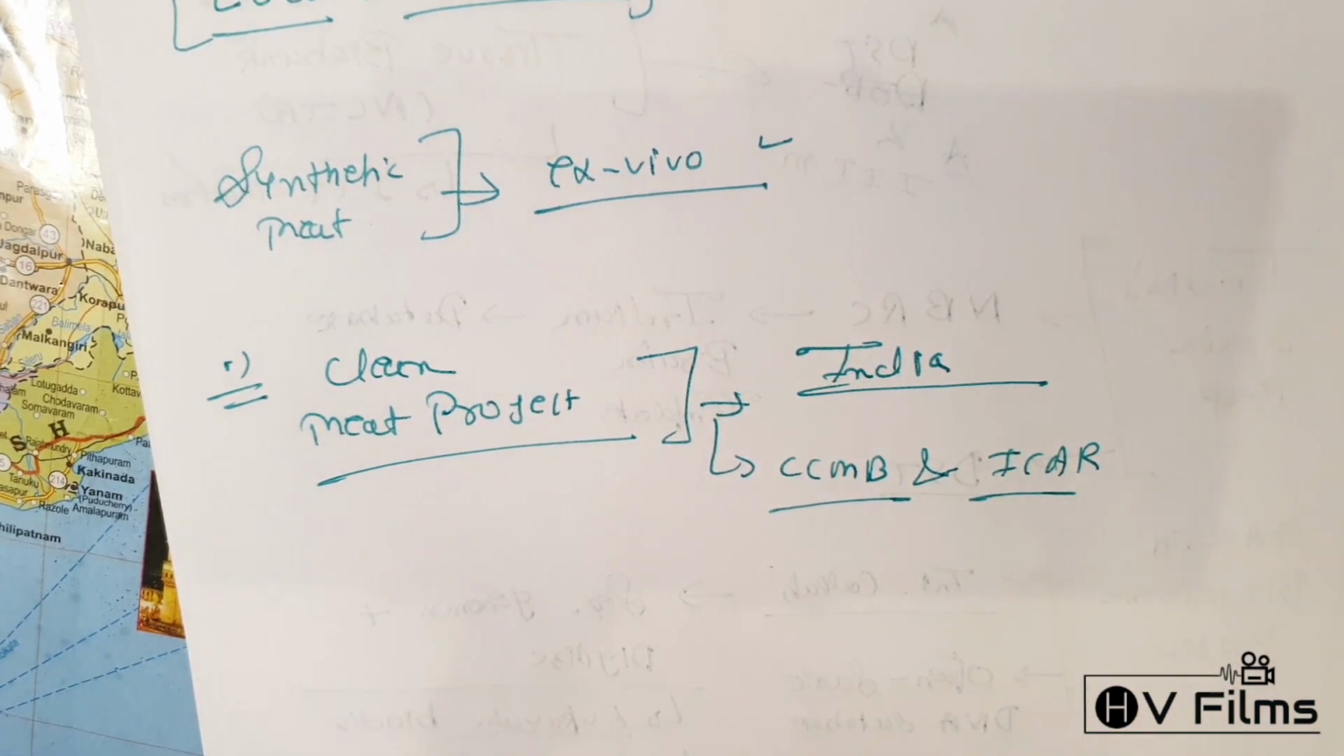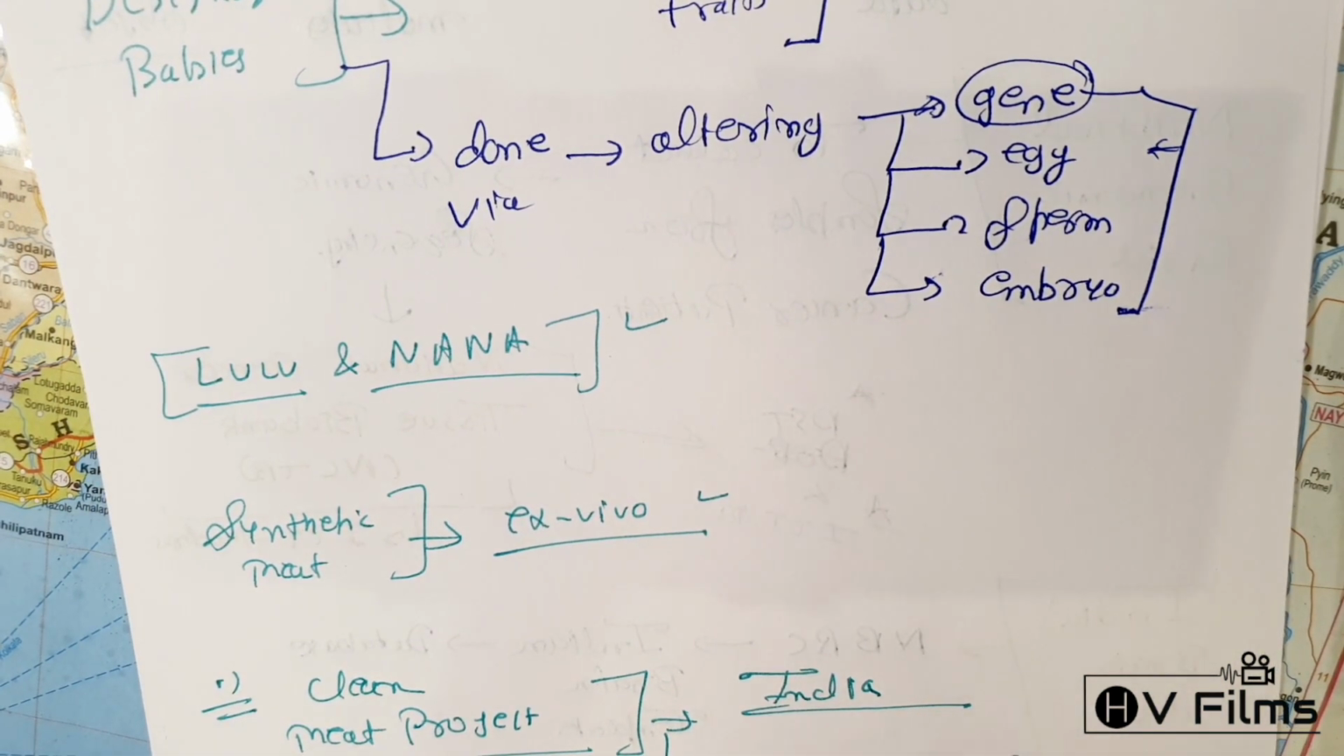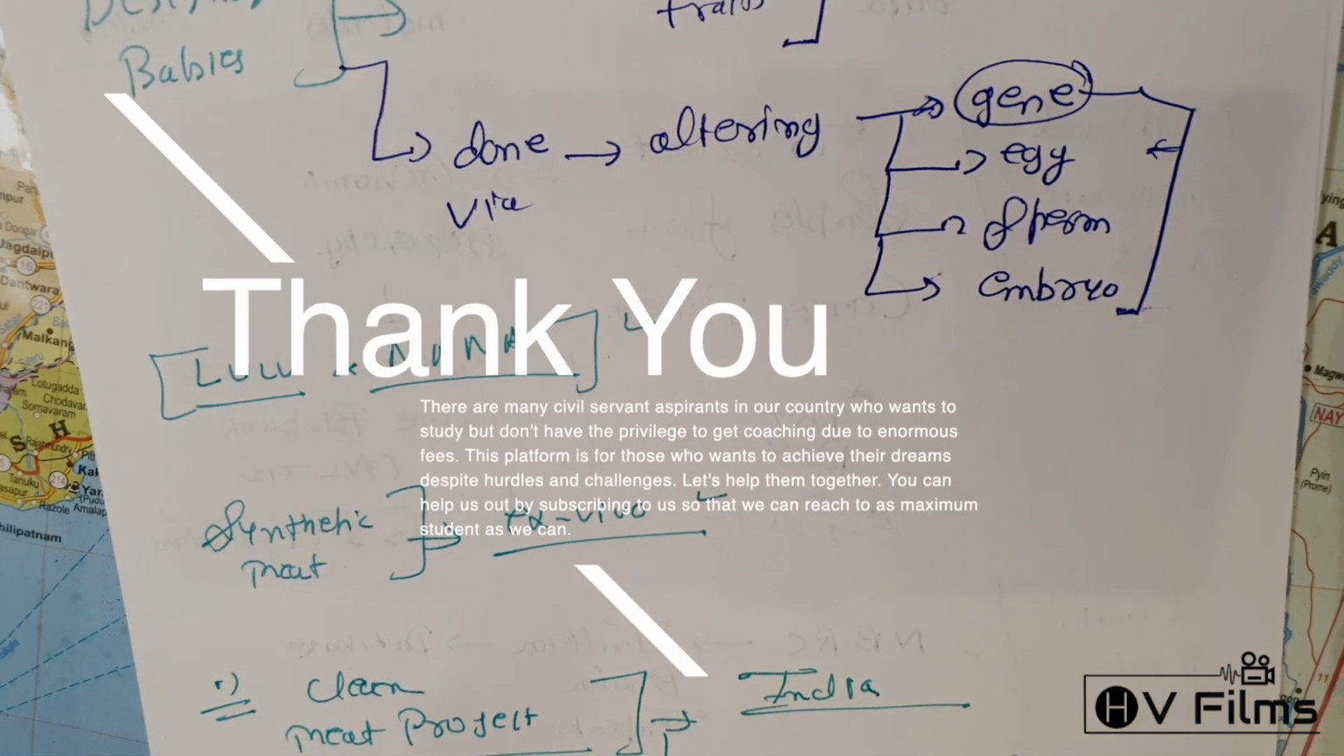So this is mainly about the biotechnology part in science and technology. So this is the end of the biotechnology section, and from the next section in science and technology, we will study about defense technology, which is actually a very crucial one in the UPSC prelims.